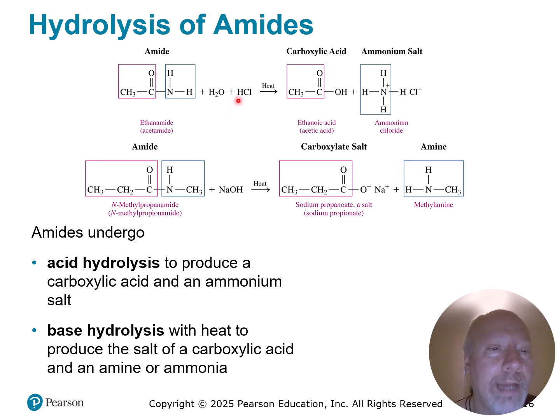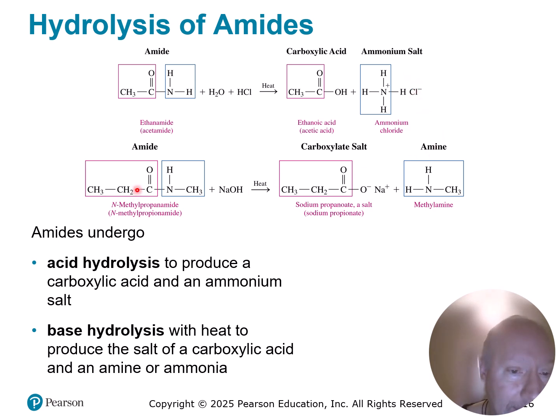Here we have acid, and we're able to protonate this and cause this to break up, and we get the carboxylic acid back, and we get the ammonium chloride, but it's protonated because we probably added excess HCl. So the carboxylic acid is completely protonated, as well as the ammonium salt.